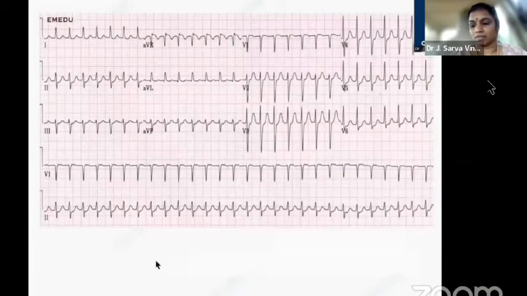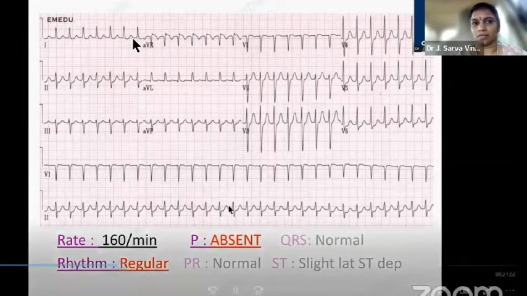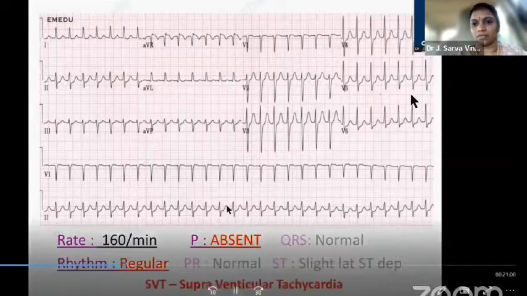This is common in patients with lung diseases. And what do we see here? Again, the rate seems to be more, but the rhythm seems to be regular. And what about the P waves? We don't find any P waves, but this is not atrial fibrillation because the rhythm is regular. So you have a regular rhythm with an absent P wave. Actually, the P waves are buried under the later part of the QRS complex or the T waves. So this is supraventricular tachycardia.